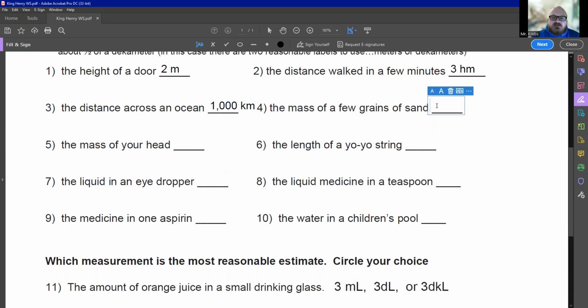The mass of a few grains of sand. Now we're talking about mass. So it's going to be a gram measurement. And in this case, we're going to be using milligrams.